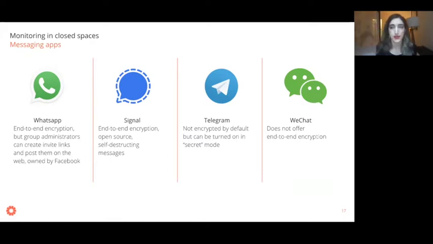We're going to talk about this a little bit more also in another session, but Telegram is something that we pay attention to, especially because of its channels feature, which essentially allows activists or anyone to broadcast information to an unlimited number of people. And those are not encrypted. And then there's WeChat, which does not offer end-to-end encryption at all. So even though we talk about privacy with these apps, there are important differences between them.